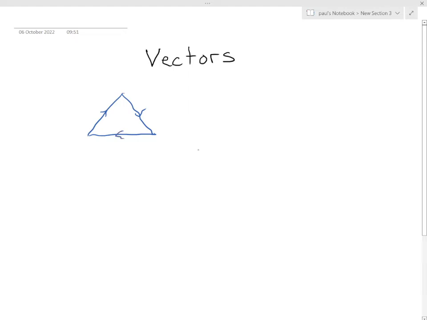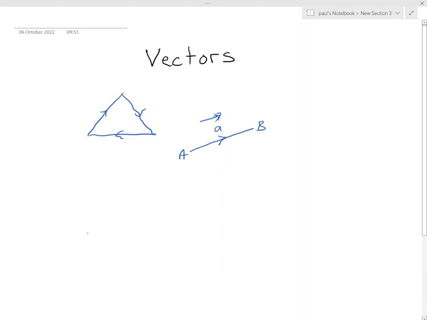Now, a vector is a line that tells you the direction you're going and how far you're going. So here's a line from A to B, and we put an arrow on there to show that we're going that way. So no matter where you are, if you start from A and go along this vector, you will always end up at B. Now we call this little vector a.